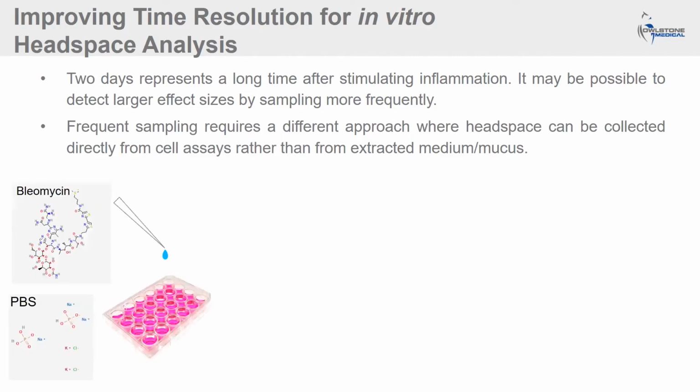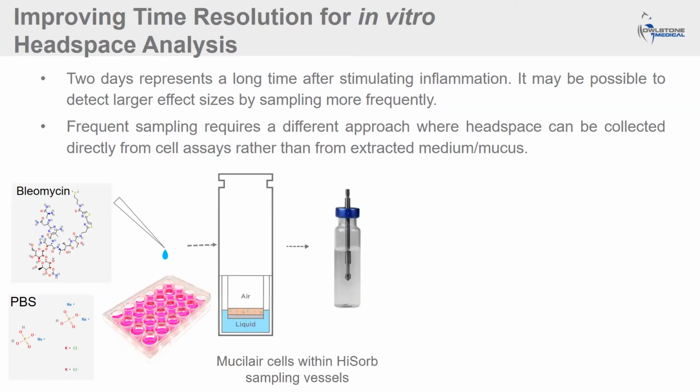So that's what we did. We had our cells, and we used here only bleomycin and PBS as our control. We had to change our sampling approach a bit, but we basically modified our headspace sampling so that we could keep the cells inside the sampling vessels and sample over time.